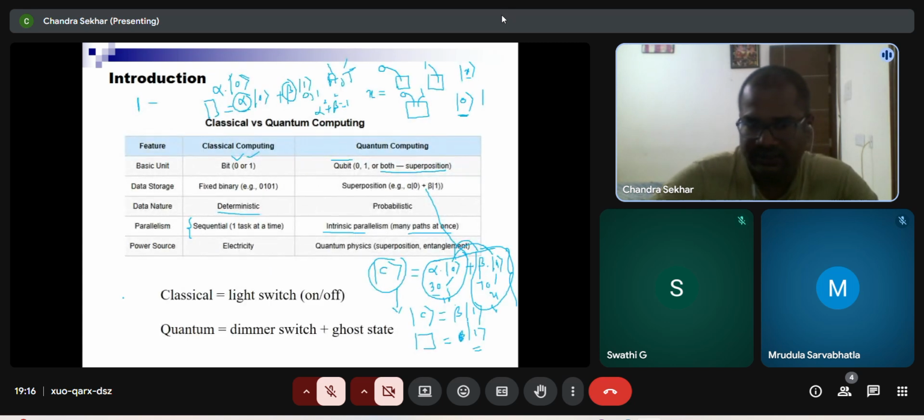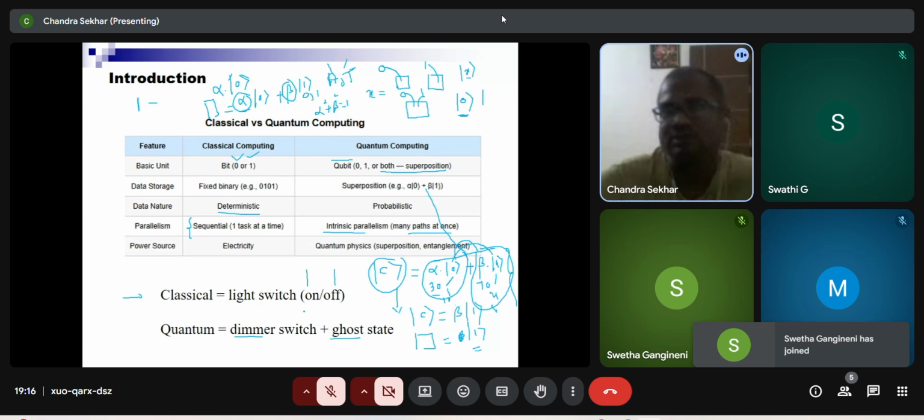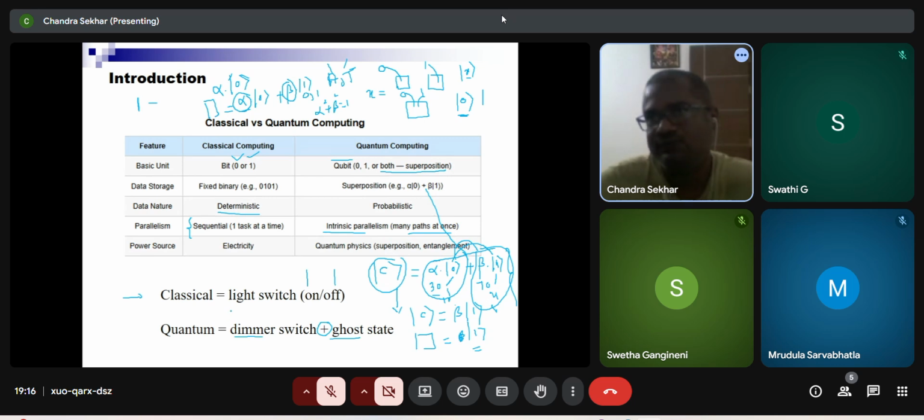Fine. See here. This is a very good example. Classical: my light, either it is on or it is off. That's it. But when we take quantum, it is dim. It is neither, means it is both the cases. So that is what makes the difference here. A switch is neither off nor on. It's both. And that is how I am using it in the computations.